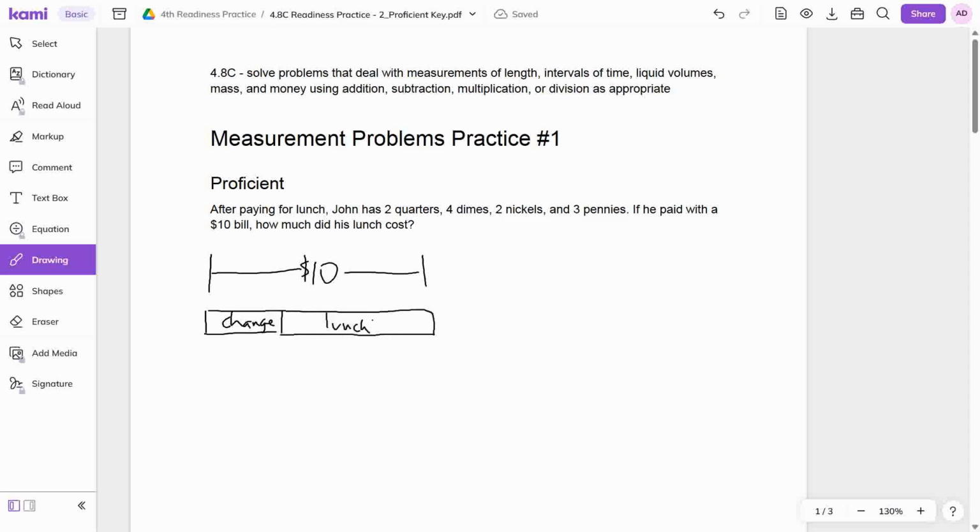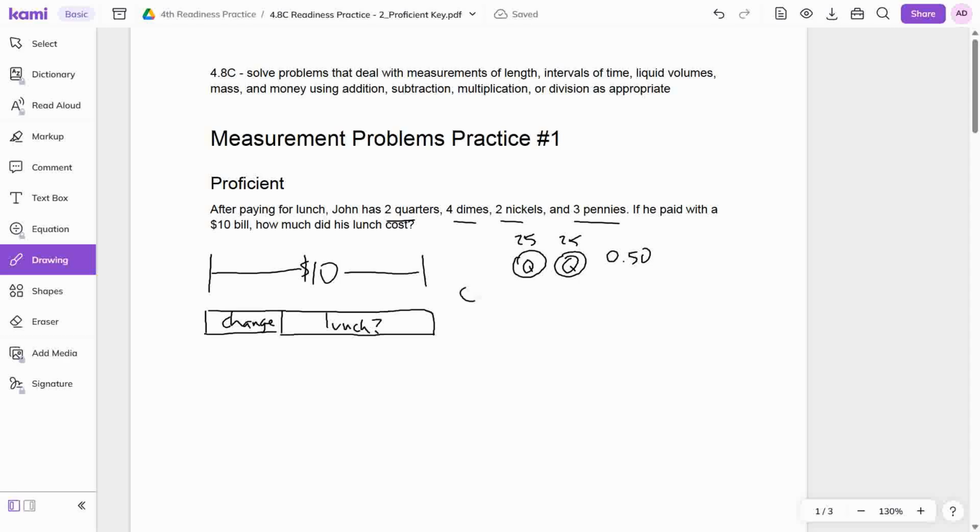And so his change is this right here, the 2 quarters, 4 dimes, 2 nickels, 3 pennies. All right, so let's visualize that. So I'm going to put 2 quarters. It's 25, 25. That's 50. I'm going to go and put it as 0.50 because these are decimals and I'm going to need to add them up. All right, so let's do 4 dimes.